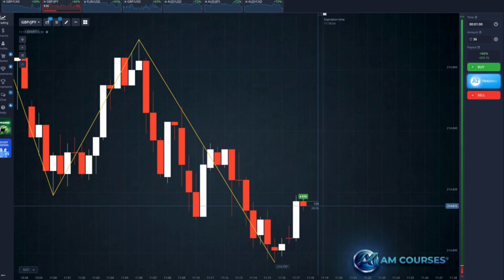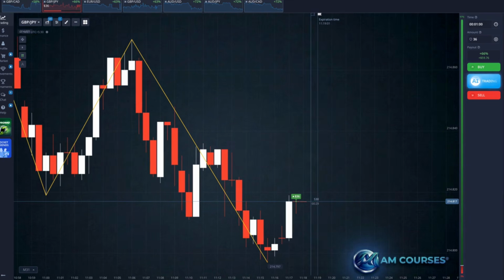Right at that ZigZag bottom, a bullish candle begins to form. Solid body, closing with strength. Both conditions from our strategy are now met. ZigZag below, strong candle confirming. The buy trade is placed immediately.